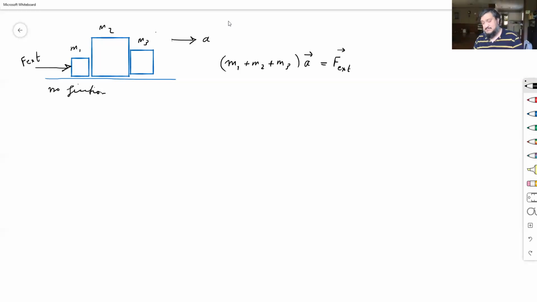But if you analyze what happens to the individual objects, like M1, yes, it is pushed from left with the external force, but M2 exerts a force on it as well. Let's call it F on object one by object two, F12. Similarly, M2 will push M3 to the right this way. I'm going to call it F32, object three pushed by object two. So using the same idea, I could add an arrow here. This is now the force on object two because of one. Similarly, I have here F23, right?